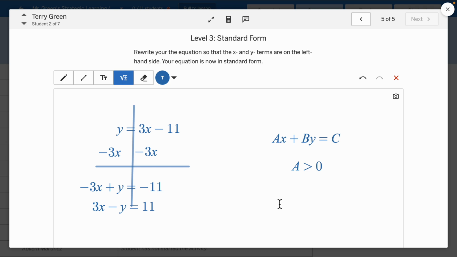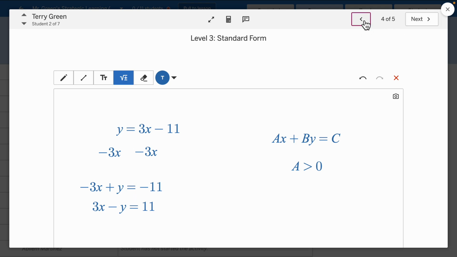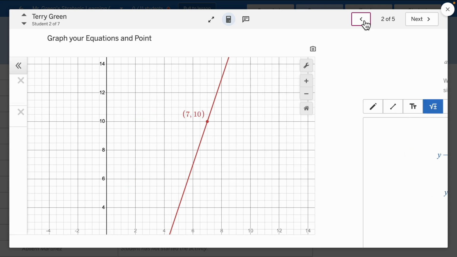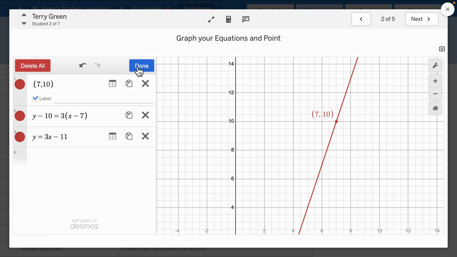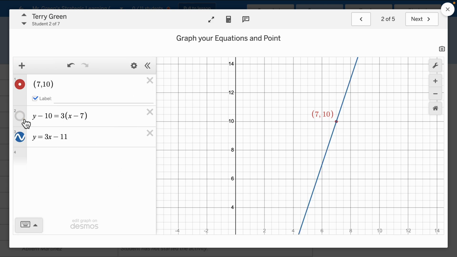Now, as an additional thing, I'm going to graph all these 3 forms and see if they also go through 7, 10. So remember we had y equals 3x minus 11. That works. I'm going to change the color just to make sure. Yep. So there's the red line. Red, same line.